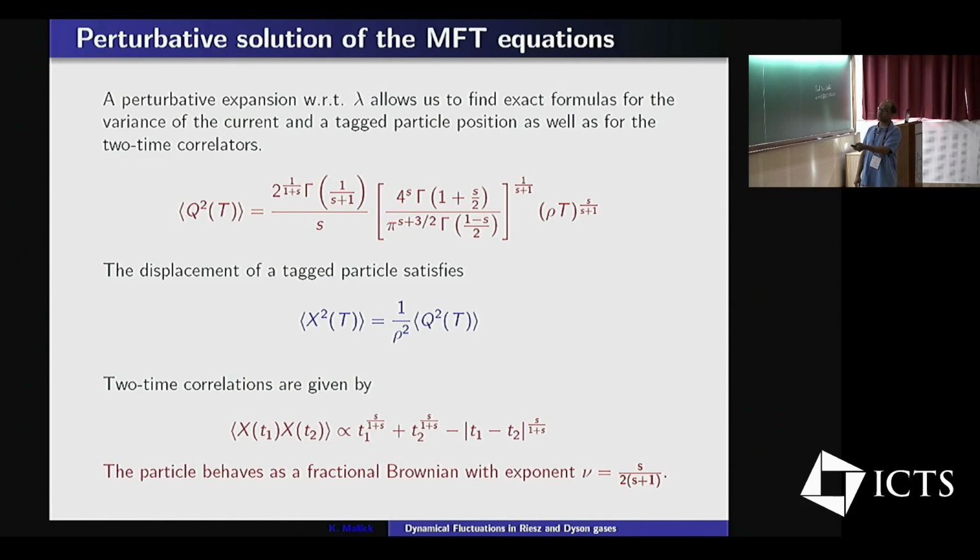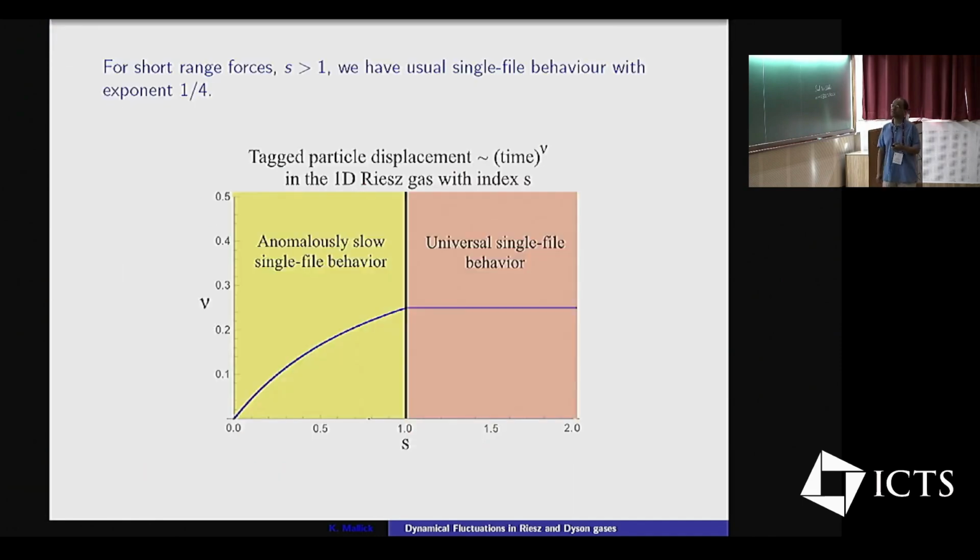And we could also compute the correlations between the positions of two particles. And this correlation is, of course, reminiscent of a fractional Brownian motion with exponent s over 2s plus 1. So you see that there's an anomalous diffusion here, naturally, because time is to the power s over s plus 1. And if we look at things in more detail, we see that in short-range forces, we do have this anomalous diffusion exponent s over 2s plus 1.